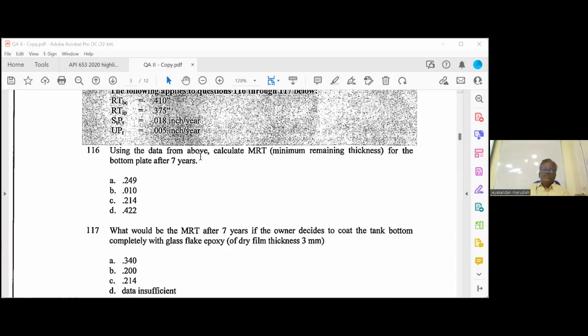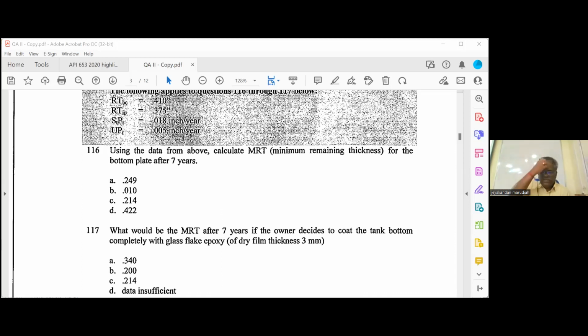See, it will not be the same. If the owner decides to coat the tank bottom, this coating means the inside will be 0. There will be no corrosion. STPR will be 0. If you are going for lining, STPR is 0. Only we have to take UPR. So now how will it work out? 0.375 minus 7 into what is the UPR? 0.005. Sir, small confusion.